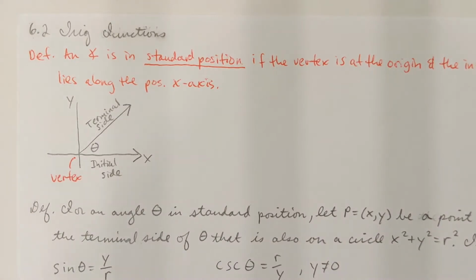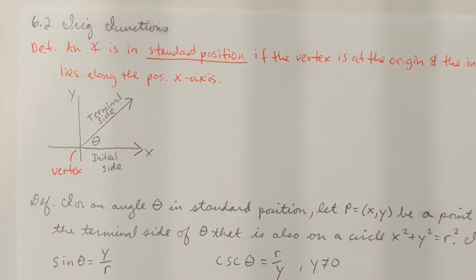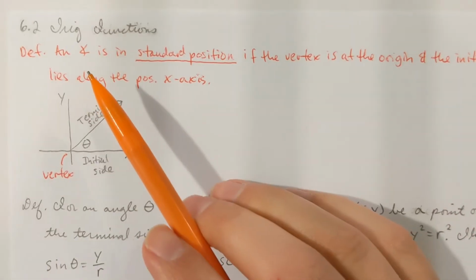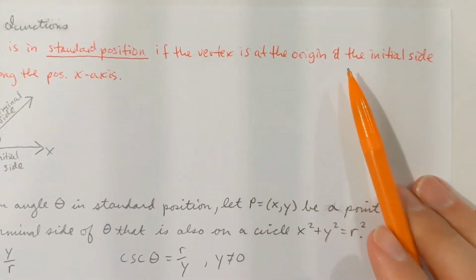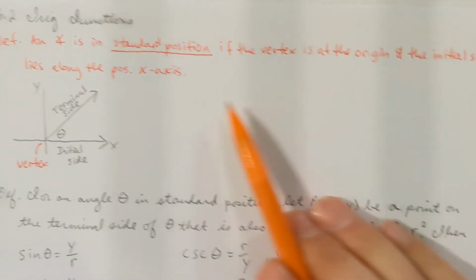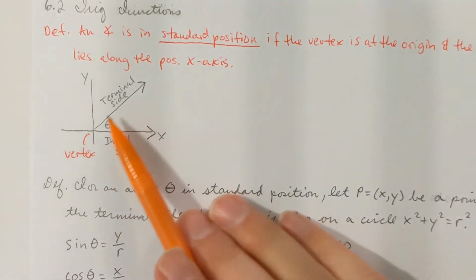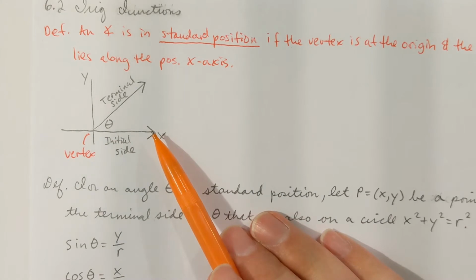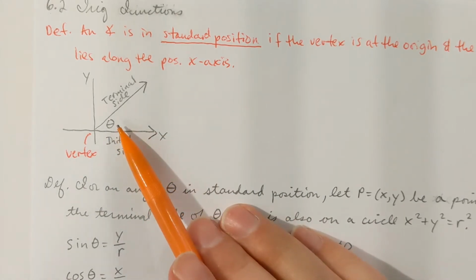Okay, in this video I'm going to have us begin looking at the trig functions. First thing is a definition. It says that an angle is in the standard position if the vertex is at the origin and the initial side lies along the positive x-axis. Okay, so I've got a picture there of an angle, what it would look like if it were located in the standard position. This is angle theta.